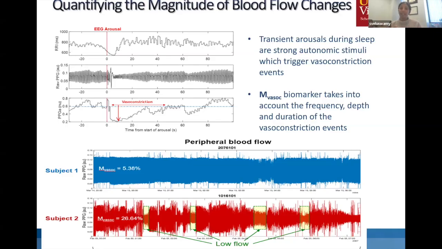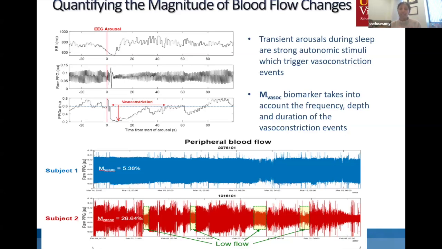These are actually a phenomenon of the autonomic nervous system. They're caused by sympathetic activation, brief bursts of the sympathetic nervous system getting stimulated. These are known phenomena. So we wanted to study how these arousals, which you can capture in an EEG from the brain, impact the blood flow, and how that looks in patients with sickle cell disease.